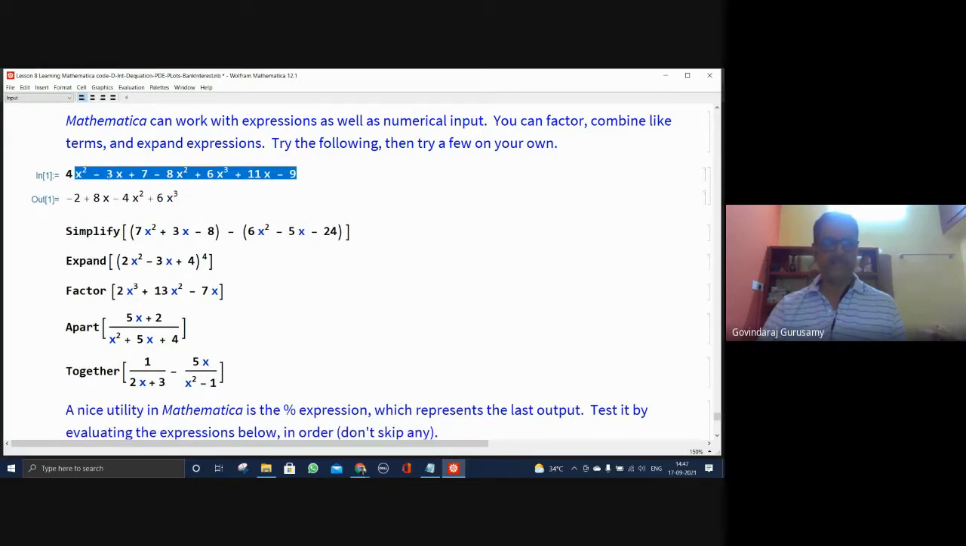This is 3x, and then there is 11x. So plus 11x, therefore 8x is the answer. Then there is a plus 7 and a minus 9, therefore minus 2. Then there is a 4x square and 8x minus 8x square, therefore minus 4x square, and the cube that has been given. Okay.